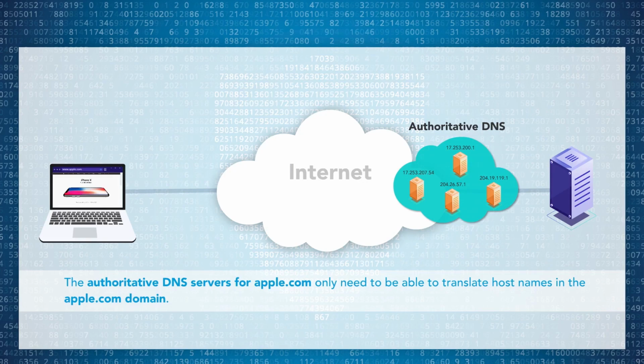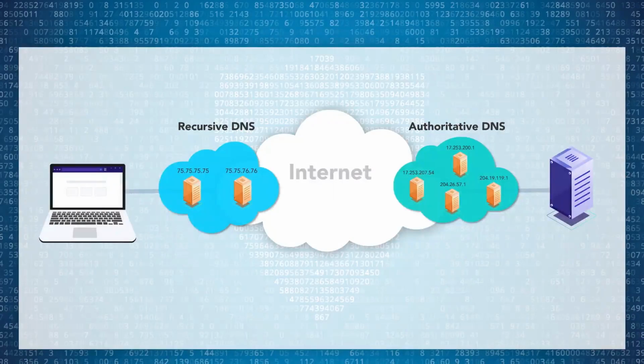The important point here is that the authoritative DNS servers for apple.com only need to be able to translate host names in the apple.com domain. They do not need to be able to translate host names in the google.com domain, for example. That responsibility would lie with the authoritative DNS servers for the google.com domain. This separation of responsibilities is what allows DNS to scale as it does. Now, let's look at how the two halves of DNS work together.